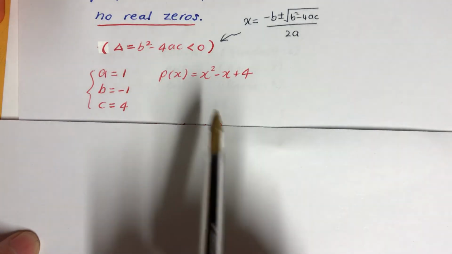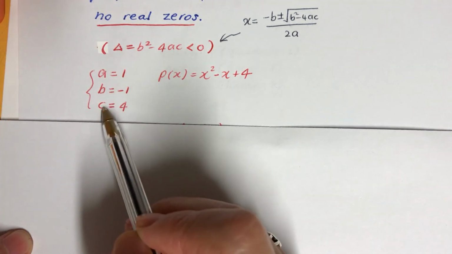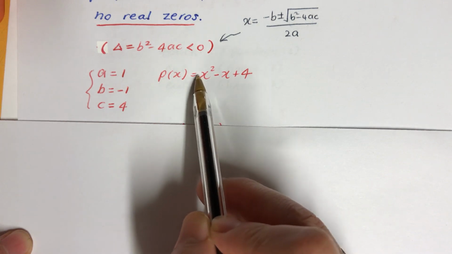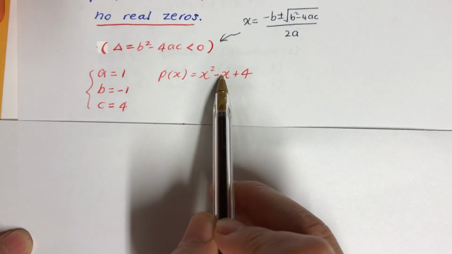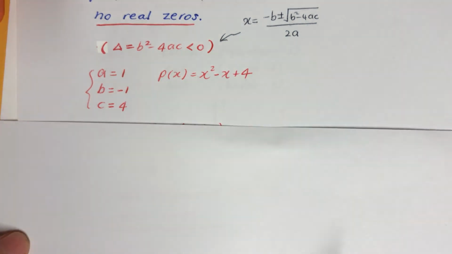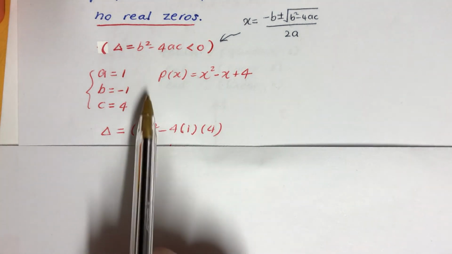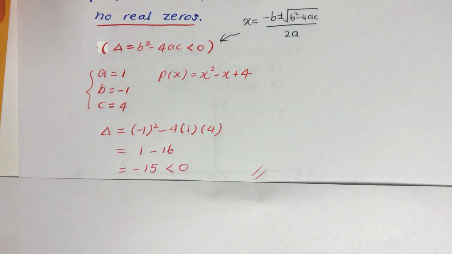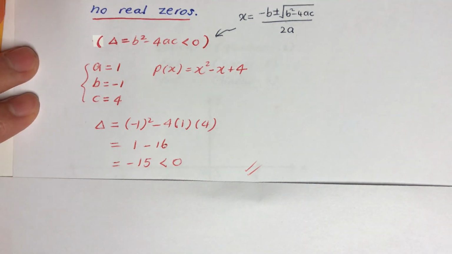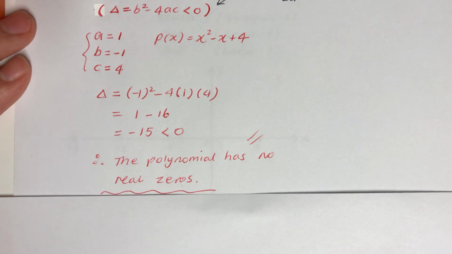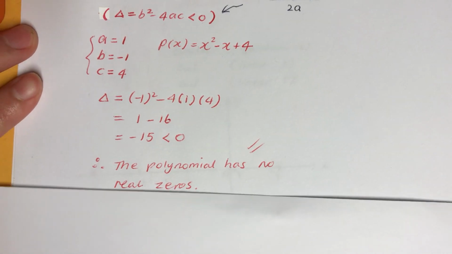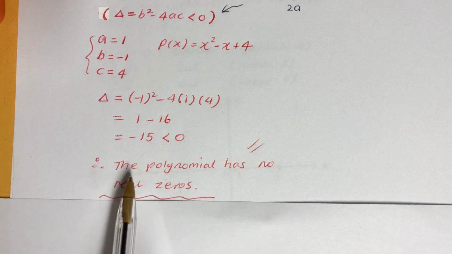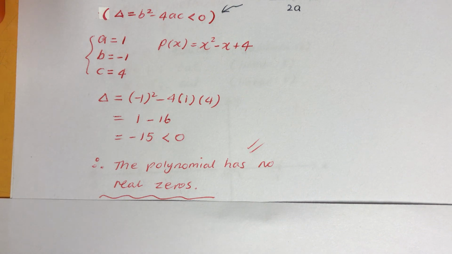From the polynomial, a, b, c are the coefficient of the quadratic equation here. So a is the 1, b is minus 1, c is 4, and I'm going to put that into the b squared minus 4ac. I substitute back in, and I will get minus 15, which is less than 0. So how am I going to finish this question is writing the actual sentence, because it actually says show that has no real zeros, so therefore the polynomial has no real zeros.